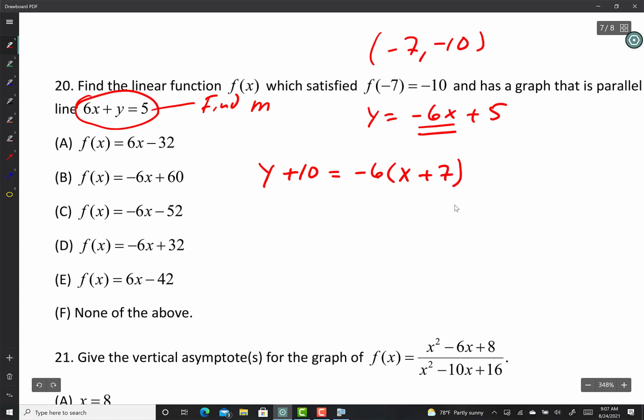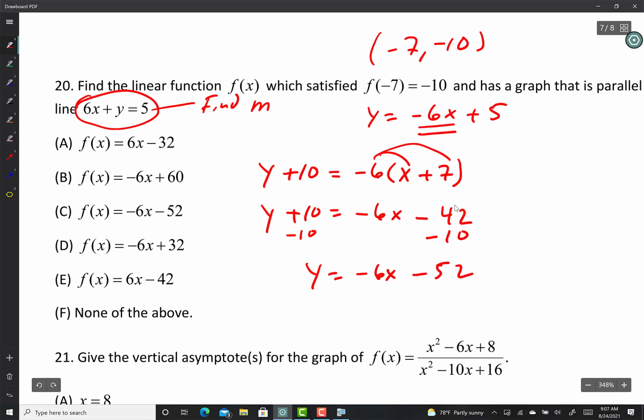All I'm doing now is just solving for y. If it weren't multiple choice, you could actually leave it like that and we'll count it correct. Y plus 10 equals negative 6x minus, what's 6 times 7? And then go ahead and subtract 10 from that. And there it is.